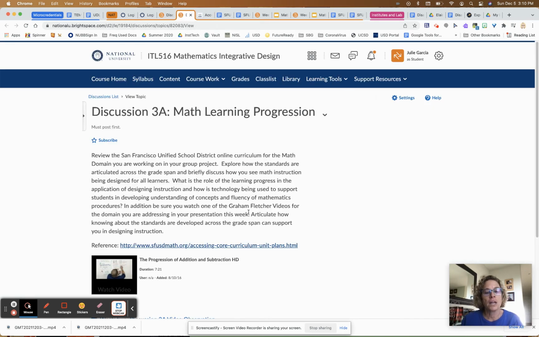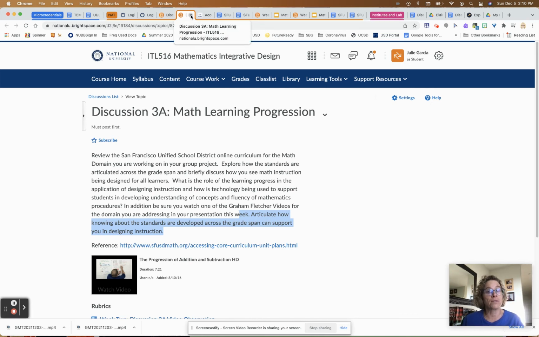You're basically just going to talk about your area of focus, what you see as the learning progression, and what you saw in the San Francisco Unified School District. What kind of activities did they do? How did those activities grow? What are some examples of technology that supported that? But really focus on this last sentence here: articulate how knowing the standards are developed across the grade span can support you in designing instruction. So that's your discussion board post for the week.